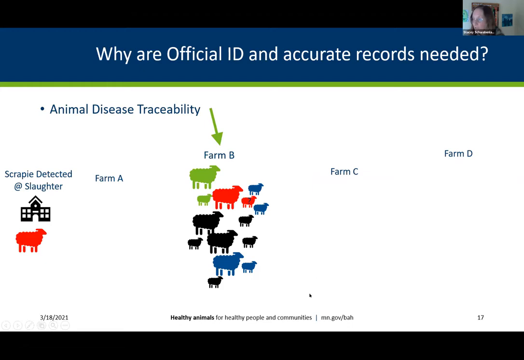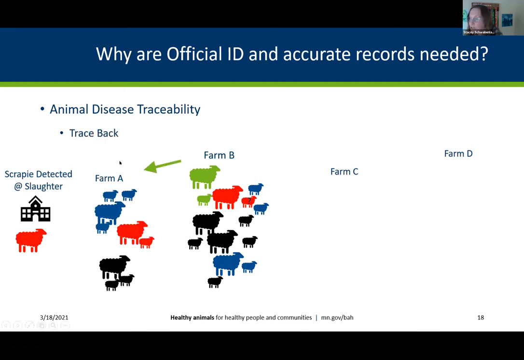But first thing we need to do is find out, is this where this red ewe was born? And the producer luckily had records with her official identification number and is able to tell us that he purchased her from Farm A. So next, we are able to use this producer's records to go back and learn that Farm A is actually where this red ewe was born.